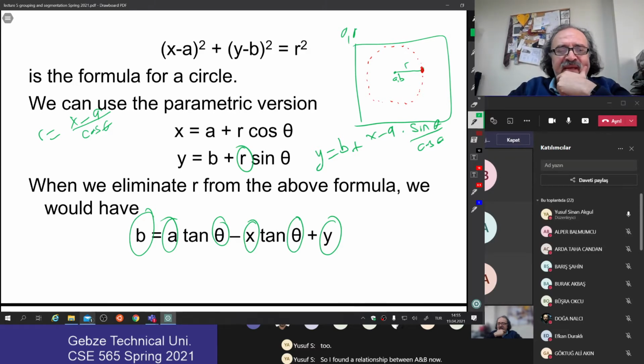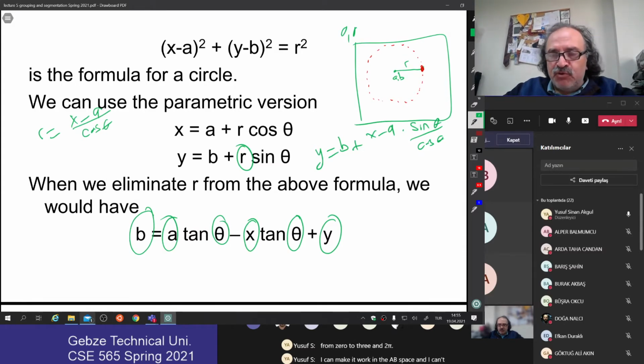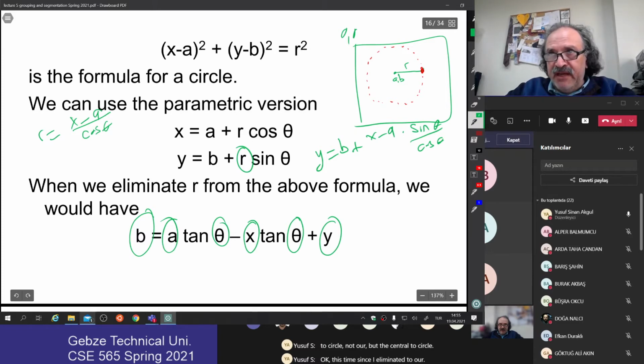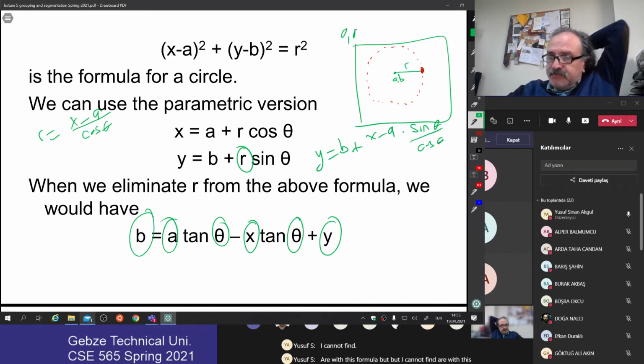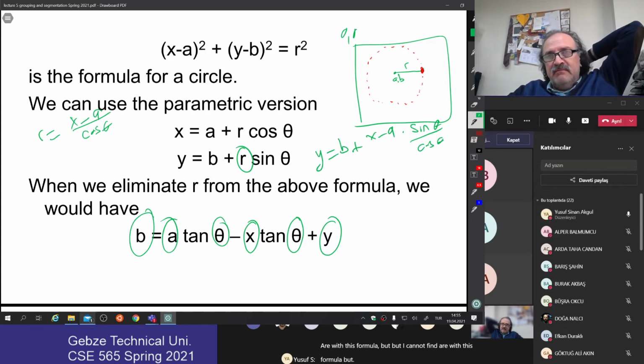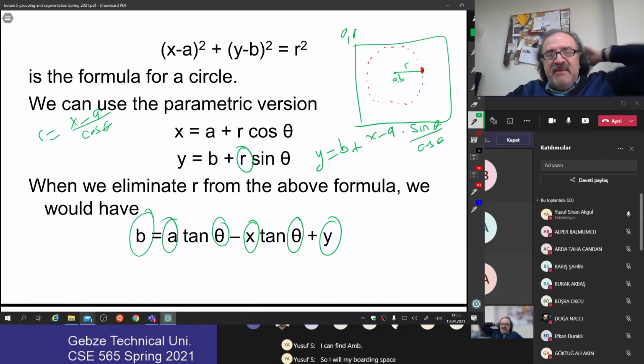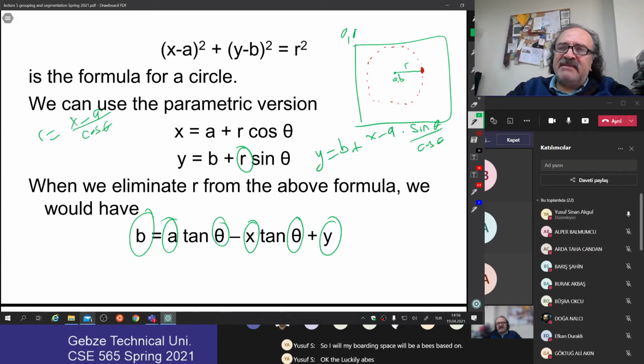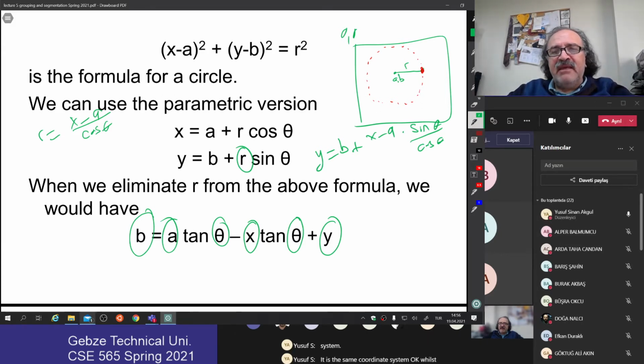So a and b, I don't know. By changing theta from 0 to 2 pi, I can make a vote in the AB space, and I can find the center of the circle. Not R, but the center of the circle. This time, since I eliminated R, I cannot find R with this formula, but I can find a and b. So my voting space will be AB space now. Luckily AB space is the same as my Cartesian coordinate system. It is the same coordinate system. Once I find a and b, I know I am in the same system. So this a and b is going to get the most votes.